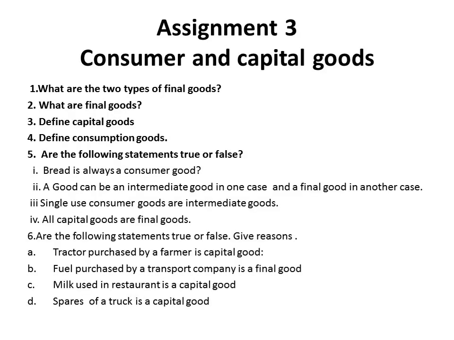Third assignment based on consumer and capital goods. What are the two types of final goods? Consumption goods and capital goods. Be careful. Two examples of final goods are not asked. The question is, what are the two types of final goods? You will give the answer, consumption goods and capital goods. What are final goods? Goods which are used for final consumption and final investment are called final goods.